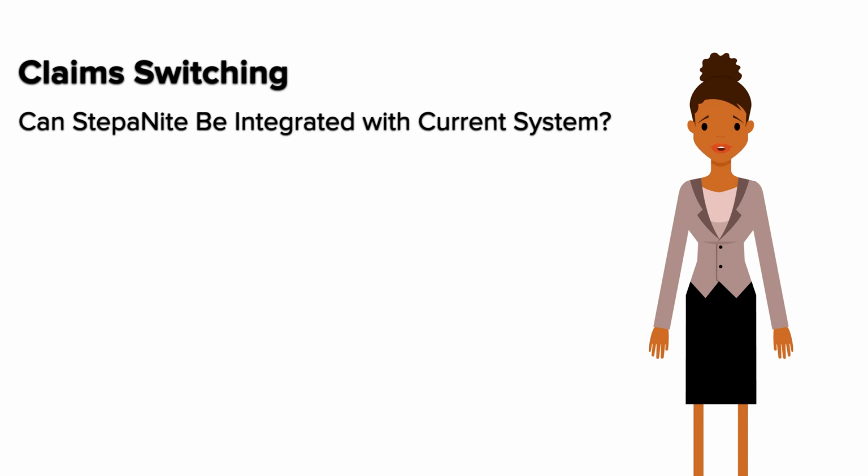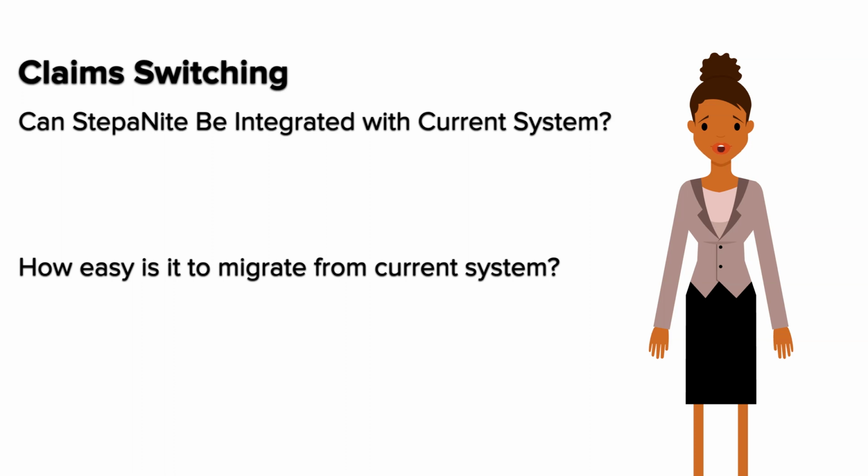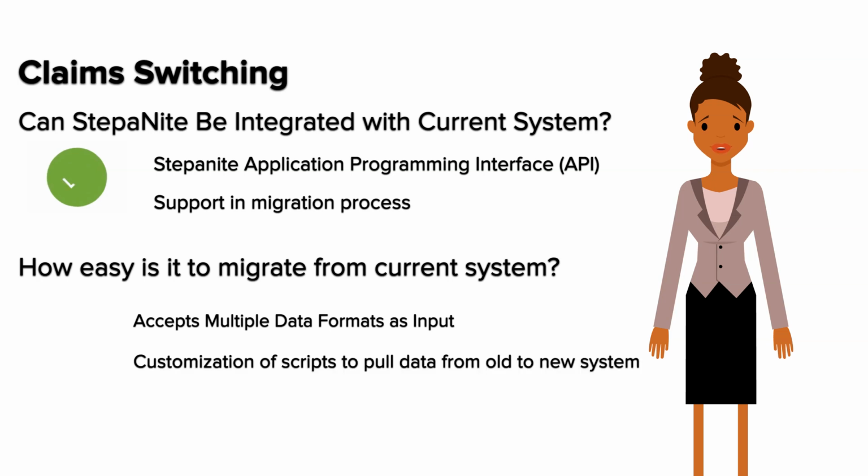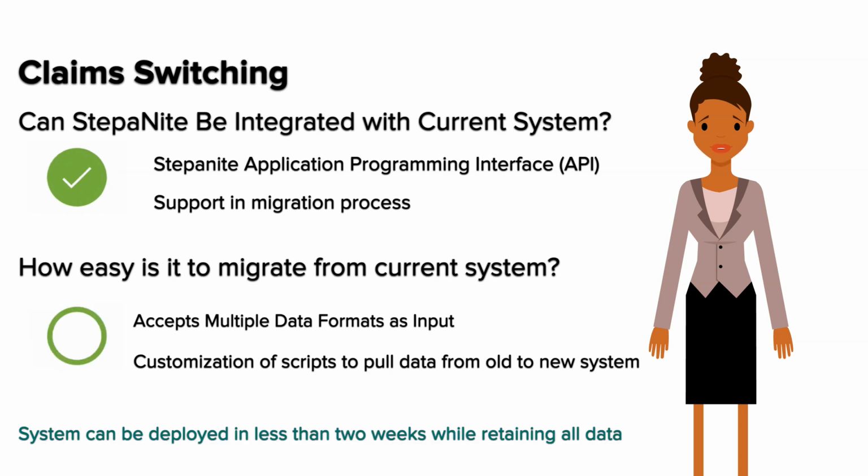Now the key question is, can it integrate seamlessly with the current system? Or how easy is it to migrate data from the current system? Well, StepaNite has an API which allows your internal IT team to integrate processes if need be, and it comes with support for customizations. With regards to migration, the software comes with tools such as CSV import, Excel import, and scripts can be made to pull data from your current system straight into StepaNite. It does not take more than 2 weeks for StepaNite to be deployed.